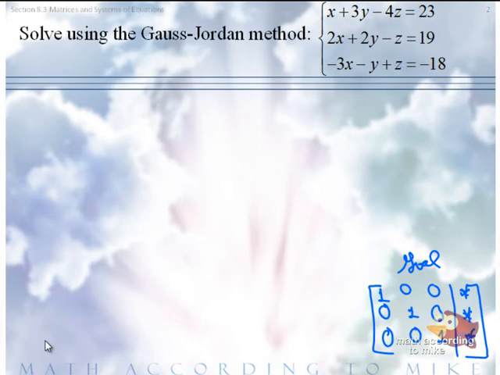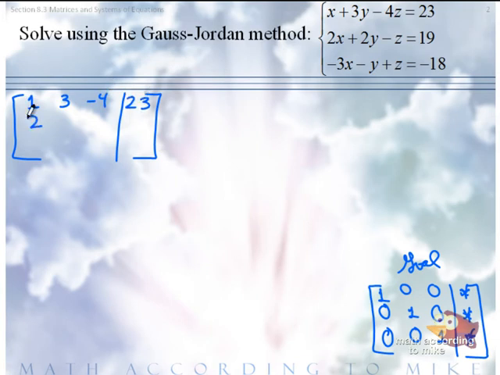What does our augmented matrix look like? Next row, someone else? Last row, someone else? Negative. Yeah. Good.